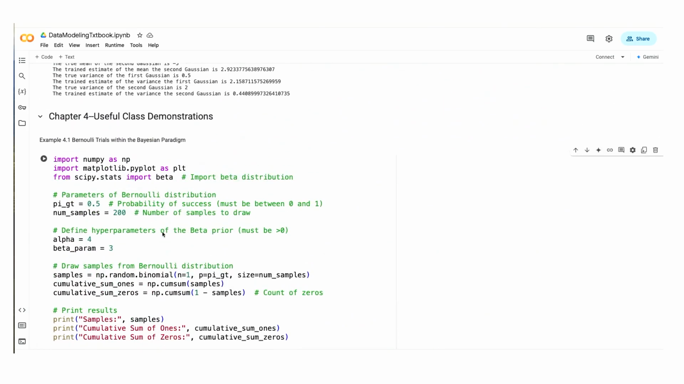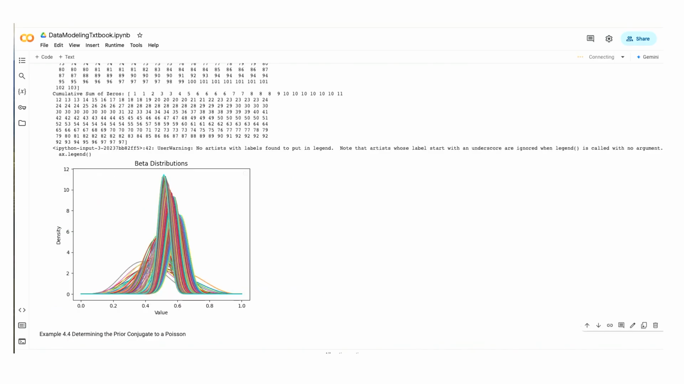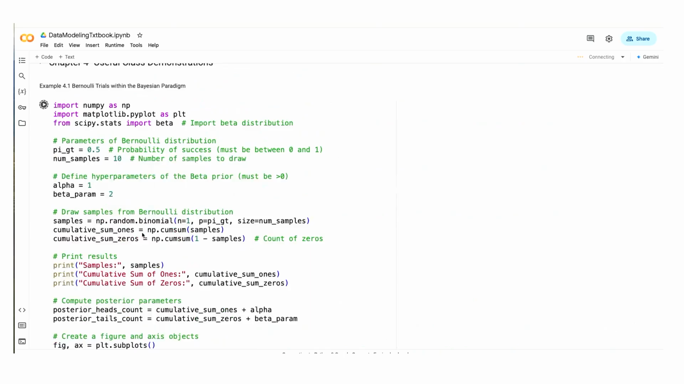We can repeat this exercise, for example, to make it a little bit less messy, with 10 draws, and maybe choose hyperparameters here which are, let's make it 1 and 2, and then look at what this will look like. So right now the code is still running.